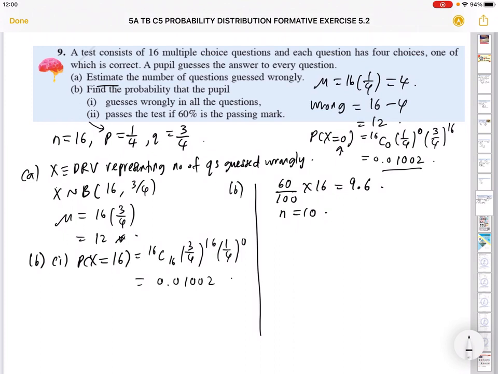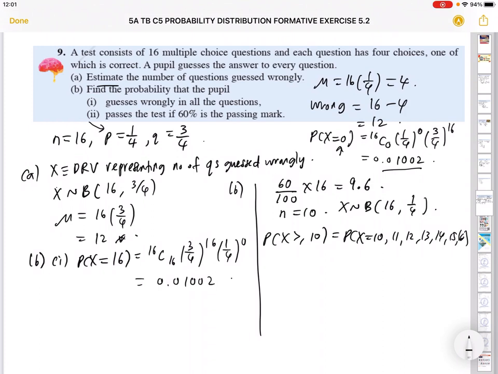Now, in this case, your n is 16. Your p, the probability of guessing correctly, is 1 over 4. We need a minimum of 10 questions correct. When we say minimum of 10 questions correct, we are talking about 10, 11, 12, 13, 14, 15, 16. Whoa, this is very, very long. If you calculate one by one, we would write 7 numbers added up.